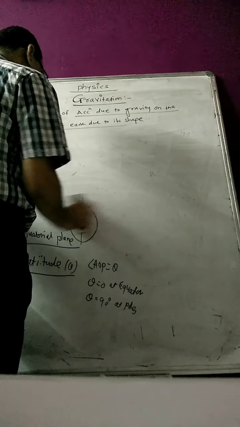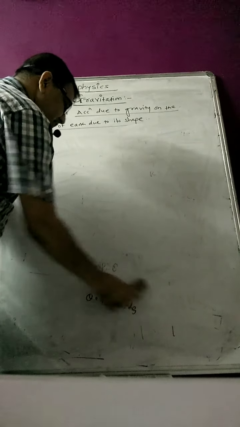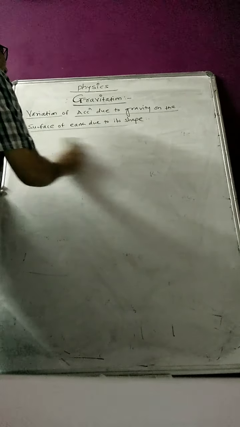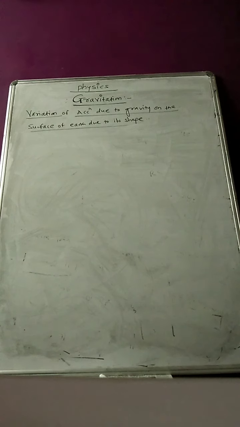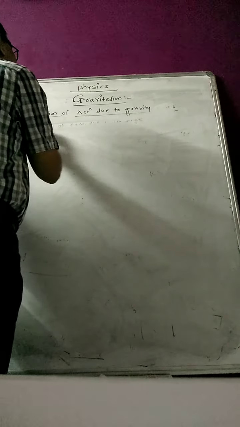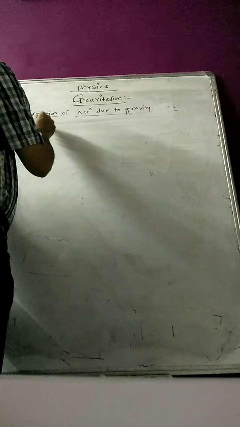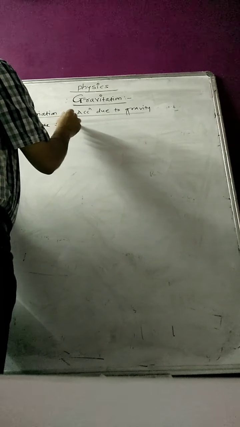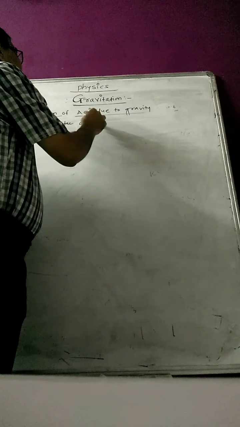This is how the variation of g is there on the equatorial plane or equator, as well as on the poles or at any latitude. How can we calculate that acceleration due to gravity? So therefore our expression is for the variation of acceleration due to gravity at the surface at a latitude theta.